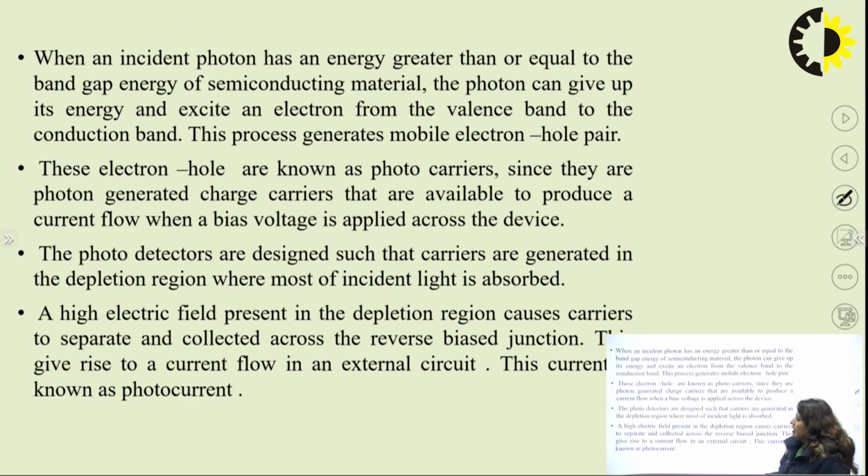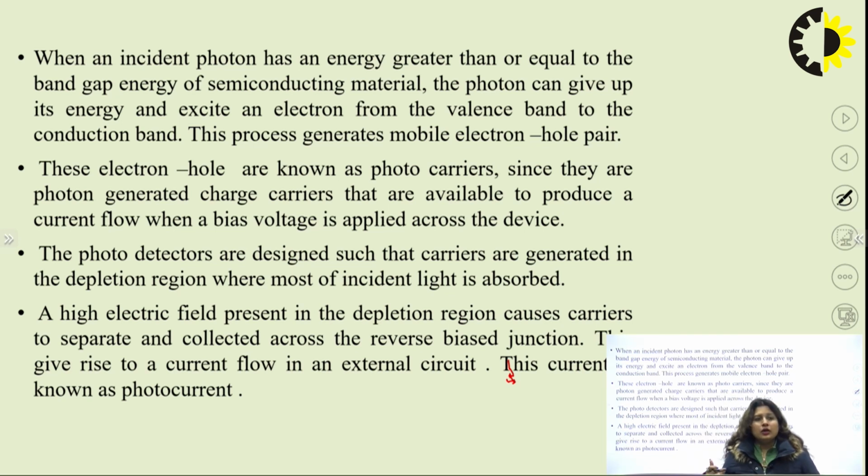So, next we have some points regarding how these photodiodes will work. When an incident photon has an energy greater than or equivalent to the band gap energy, we have to see that whatever the photon is incident on the electron or the atom at the lower energy level, it must be greater than the band gap energy of the semiconducting material. Only in that case will the electrons excite from the valence band to the conduction band.